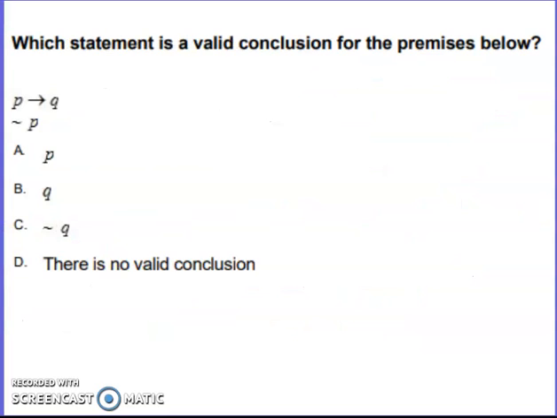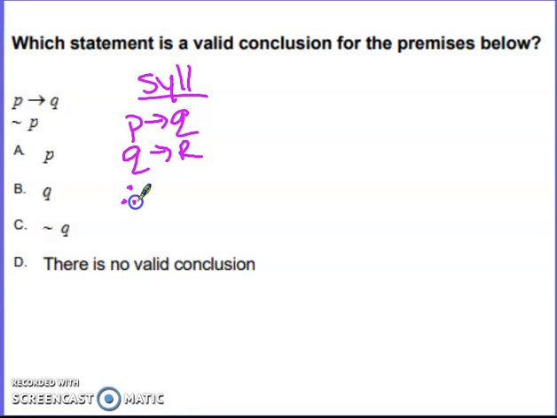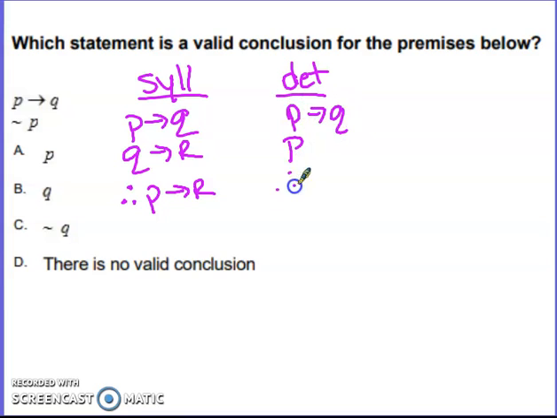If we look, which statement is a valid conclusion? Well, just as a reminder, if you do the law of syllogism, it should be P arrow Q, Q arrow R. Our conclusion then should be P arrow R. We get rid of the Q's. If we talk about detachment, we still start with P arrow Q, but now I need P to come first and Q to come second. It needs to stay in that exact order.